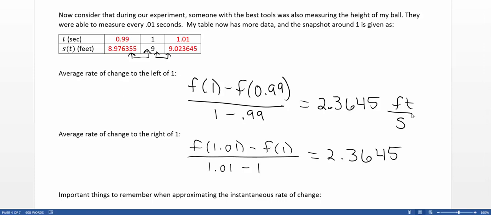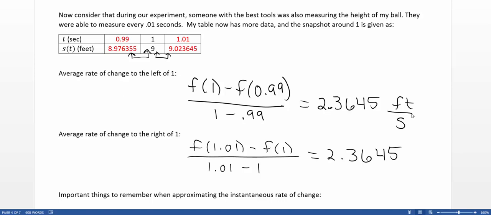So again, if the average rate of change on the left is the same as the average rate of change on the right, you've gotten to the point where the lines are the same and you have that tangent line. And the slope of that tangent line is 2.3645. So at time equals 1, at the 1 second mark, that's how quickly my ball was moving in space. And again, that's telling us the change of the function at that point.